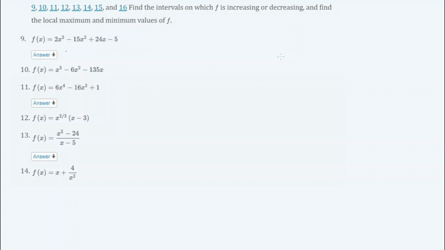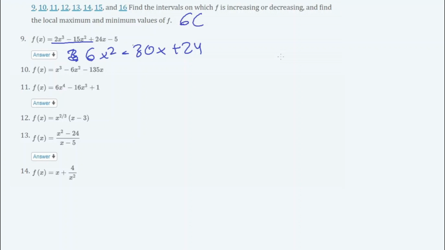So we'll find the derivative first. If we find the derivative using the power rule for number 9, we're going to have 6x squared minus 30x plus 24. And we can now also find the zeros of this, which would tell us where f prime is equal to 0.